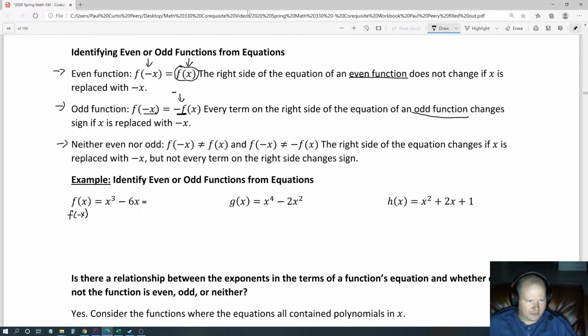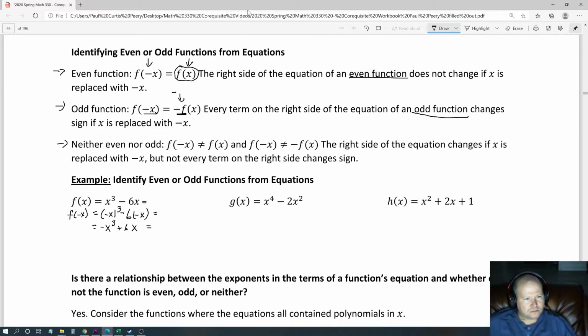So let's plug in a negative x. So I say negative x cubed minus 6 times negative x. Okay, well, a negative cubed is going to be a negative. A negative times a negative times a negative is a negative. So this is going to be negative x to the third power. Over here we're saying negative 6 times negative x is going to be positive 6x. And we're going to say right there, okay?